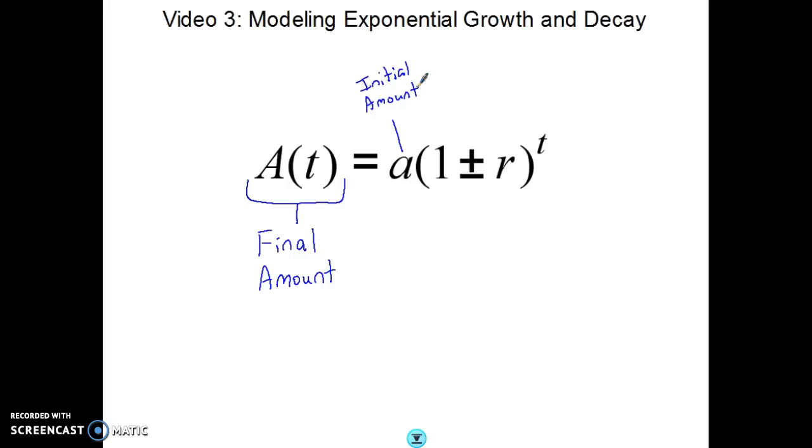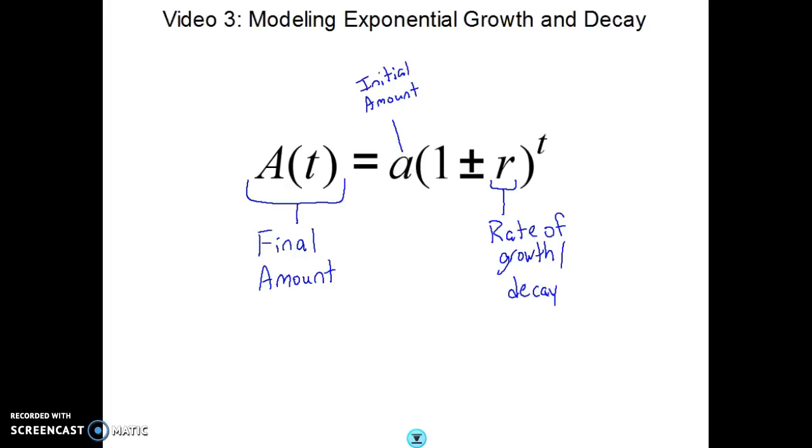This 1 right here will just always be a 1. The r that you see here is your rate of growth or decay. In other words, how quickly is my starting amount increasing or decreasing?